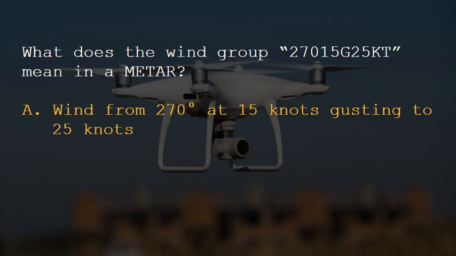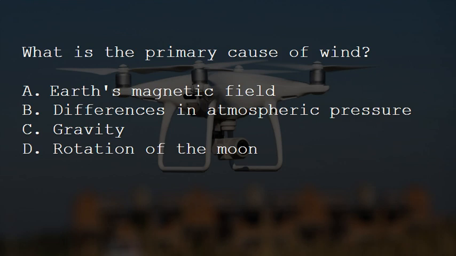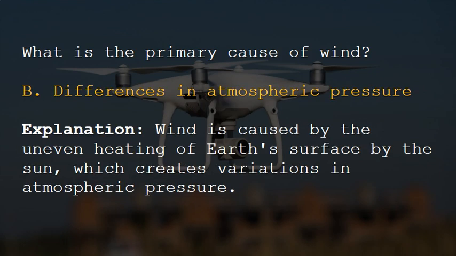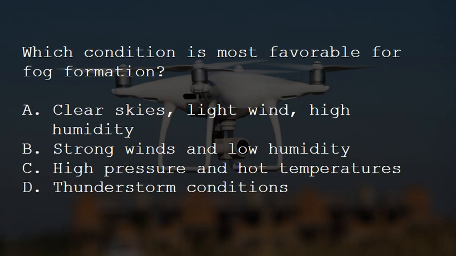The answer is A. It represents wind from 270 degrees at 15 knots and gusting to 25 knots. What is the primary cause of wind? The answer is B. Differences in atmospheric pressure. Wind is caused by the uneven heating of Earth's surface by the sun, which creates variations in atmospheric pressure. Which condition is most favorable for fog formation?